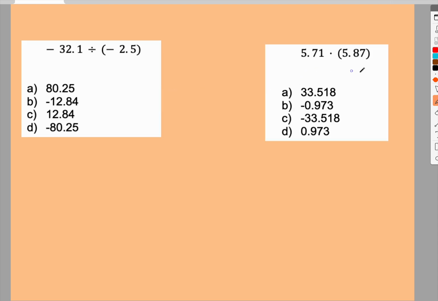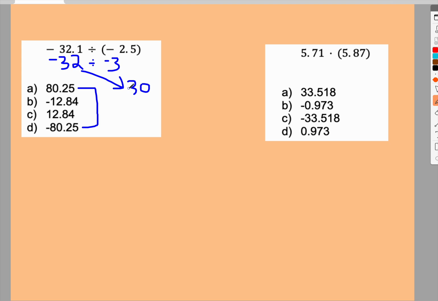All right, here's a couple others where we can use some estimating to help us. We have, again, multiple choice. When I see this, I'm thinking I can definitely do this. I got this. So negative 32.1, rounded to negative 32. Okay, negative 2.5, rounded to negative 3. Okay, 32 divided by negative 3. Well, I could also round again. It won't give me a perfect answer, but I can get close.